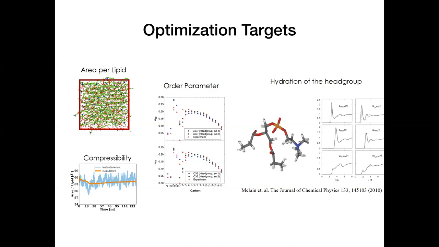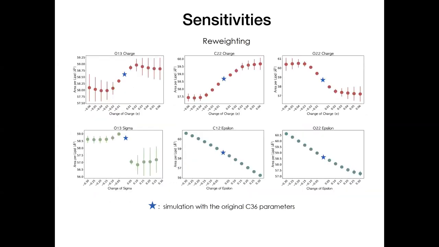Our next observable is the order parameter, which describes the torsions of all the lipid atoms in a bilayer. And then there is also experimental data for the hydration of the head group, but we're taking this as part of the optimization because it's cheap. We don't have to run a full bilayer or monolayer for that. But we're also not weighting it so much because we know that TIP3P is not going to do a super good job in getting all the details of the hydration right.